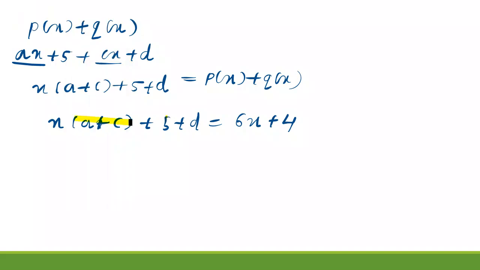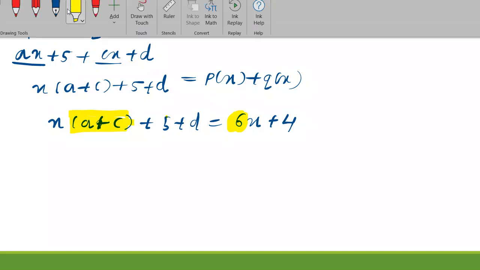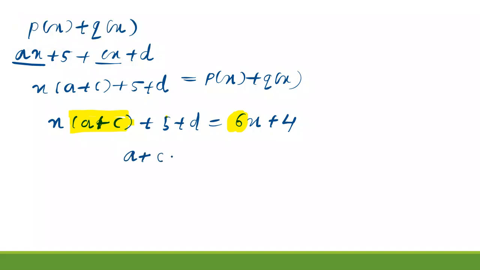So see, look here, x into a plus c. So the coefficient of x is equal to a plus c. Here the coefficient of x is equal to 6. So this a plus c should be equal to what? 6 only, right? So you can write a plus c is equal to 6. Okay, you can take it as equation number 1.